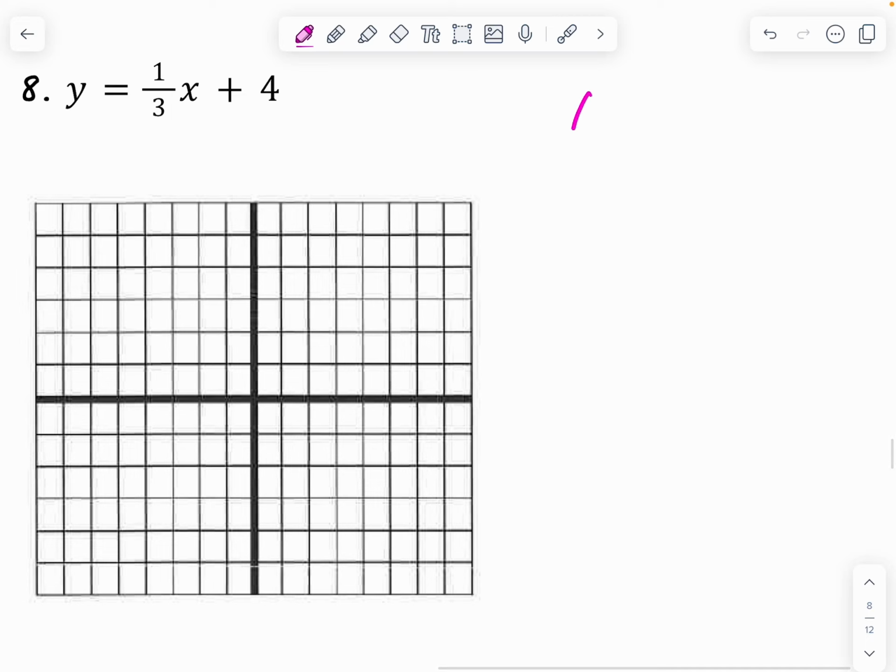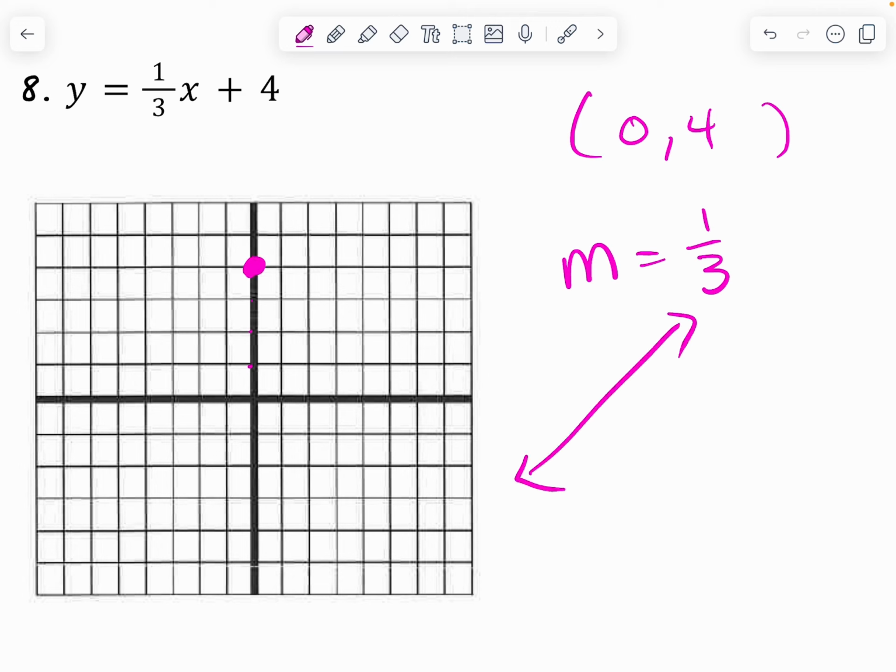Okay, the number that stands alone is 4. The slope, 1/3. So I go to 4, 1, 2, 3, 4. I plot a point. This line should go this direction. Up 1 over 3. Or from my starting point, I could have gone down 1 and gone over this direction 3. 1, 2, 3. And I still have a slope of 1/3.